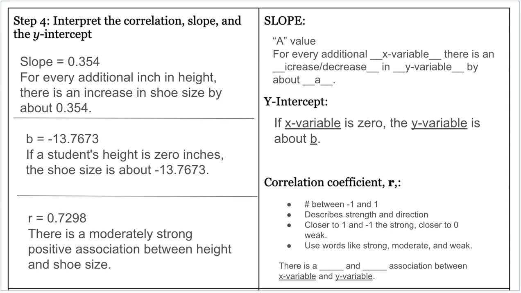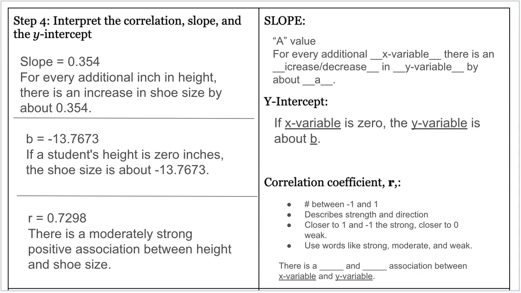I said moderately strong just because I was slightly hesitant on calling 0.72 strong. So I just bailed myself out and I used a word like moderately to help me not fully commit to being a strong relationship.